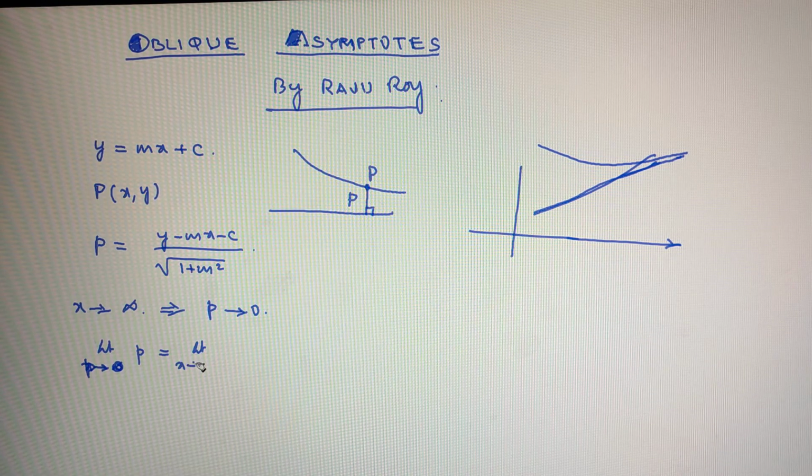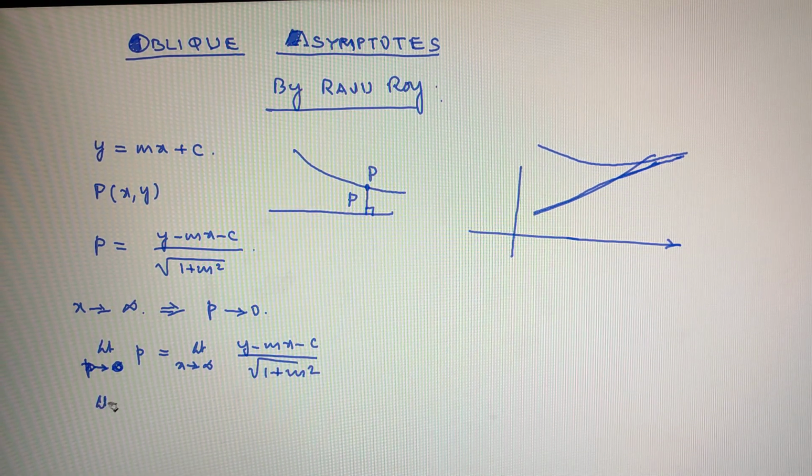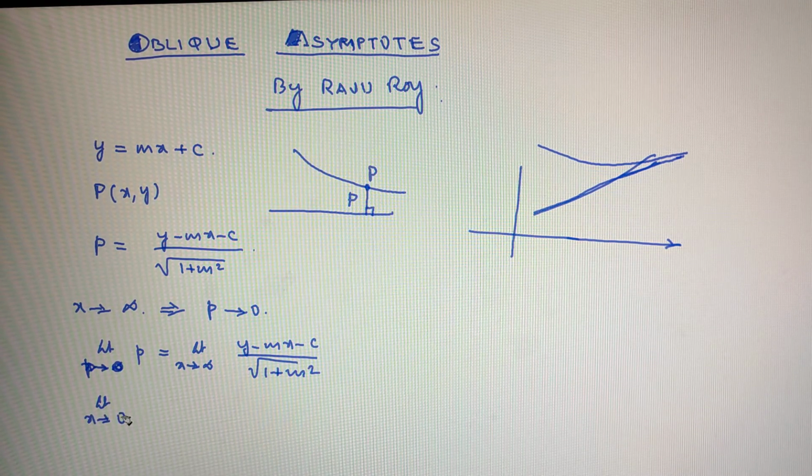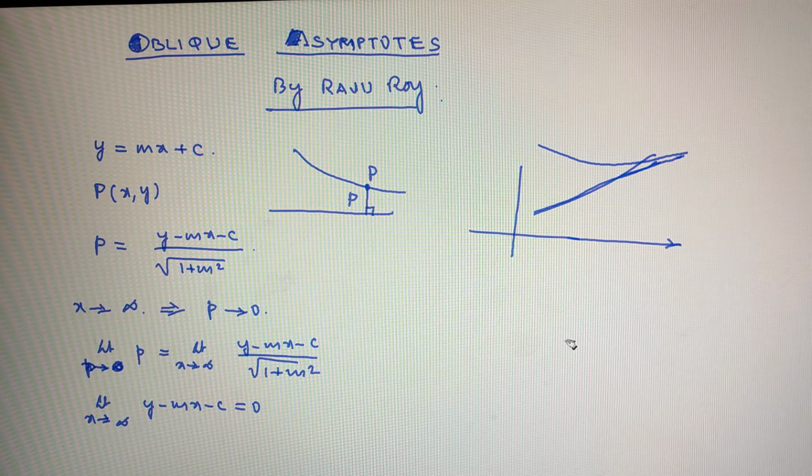Limit x tends to infinity of y minus mx minus c divided by root over 1 plus m square. Okay. So I can say limit x tends to infinity, y minus mx minus c is equal to 0. Can I say this? Because this is 0 and the denominator is independent of x, right? So I can omit this root over 1 plus m square. So y minus mx minus c is equal to 0, right? Because c is constant, it doesn't depend on x.